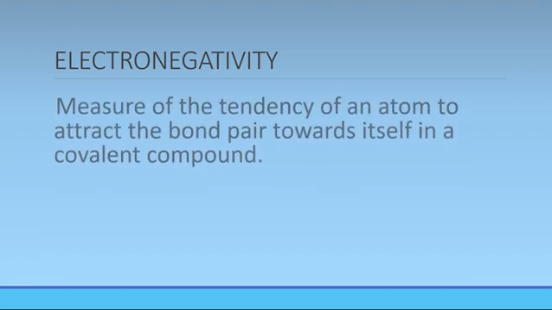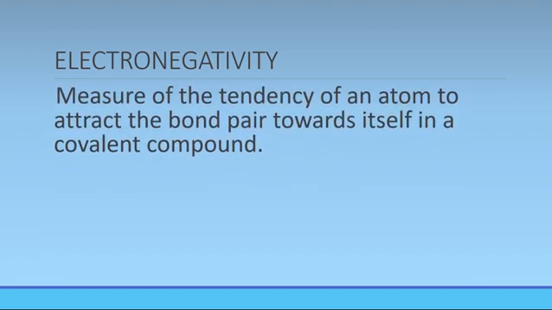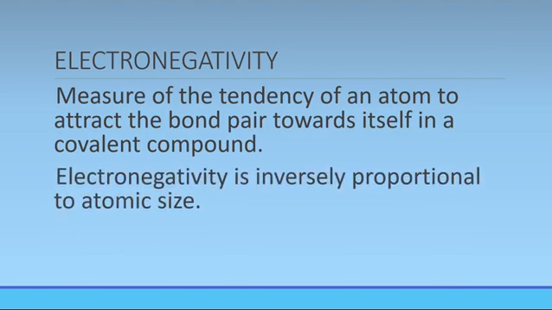What is electronegativity? Electronegativity is a measure of the tendency of an atom to attract the bonding pair towards itself in a covalent compound. This electronegativity is inversely proportional to the atomic size. This means that as the atomic size increases, the electronegativity decreases, and as atomic size decreases, electronegativity increases.